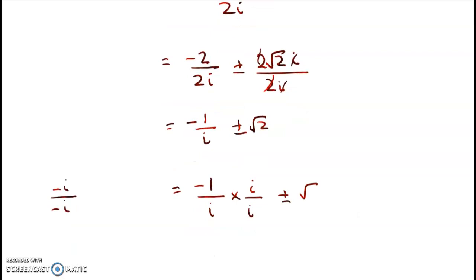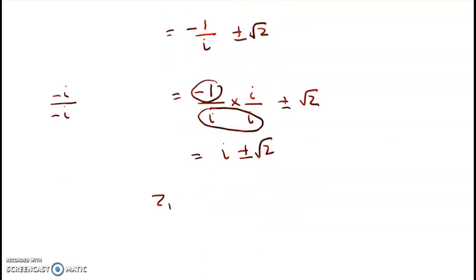So plus or minus root 2, and here i squared gives me negative 1, so I'm left with i plus or minus root 2. So you can see that my two solutions are z1 equals root 2 plus i, and z2, the second one, is negative root 2 plus i. Now just make sure you understand why those two solutions are not conjugates of each other. It's because the conjugate root theorem doesn't apply, because our coefficients in here were not real numbers.